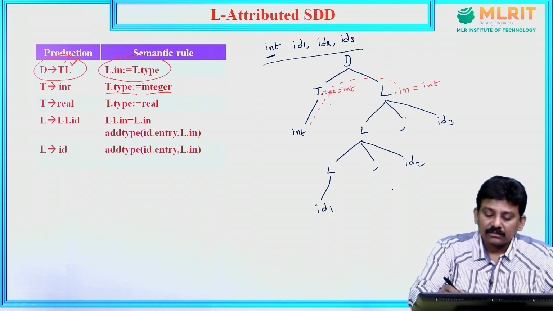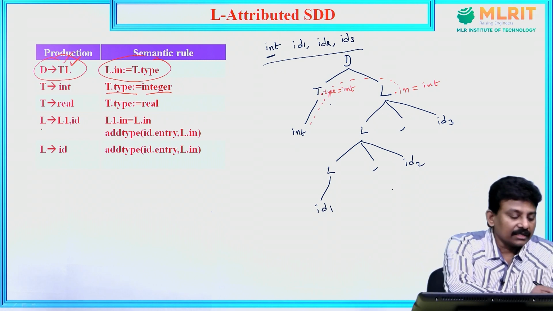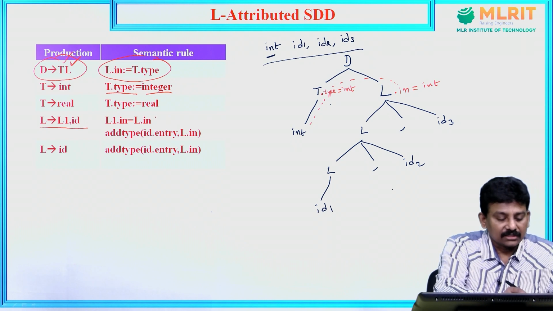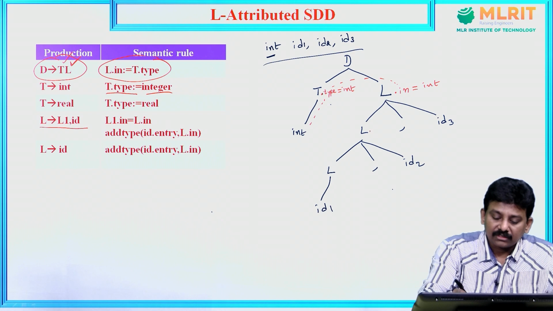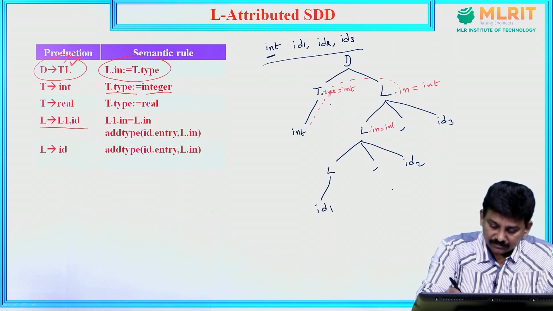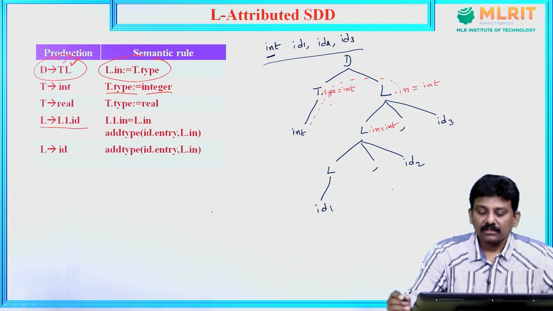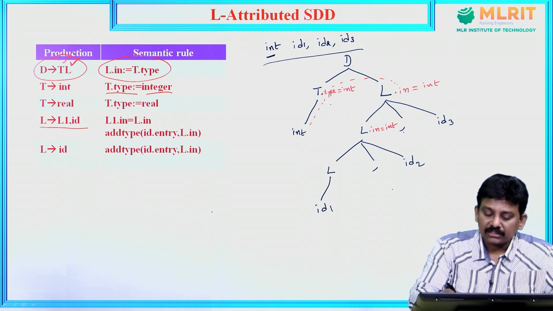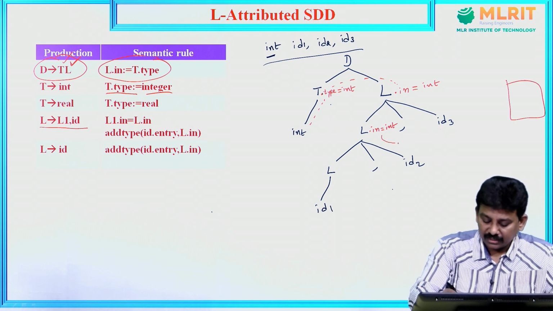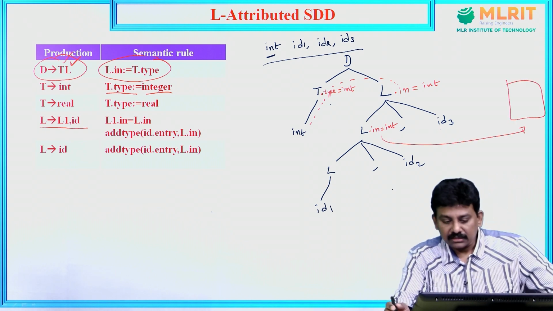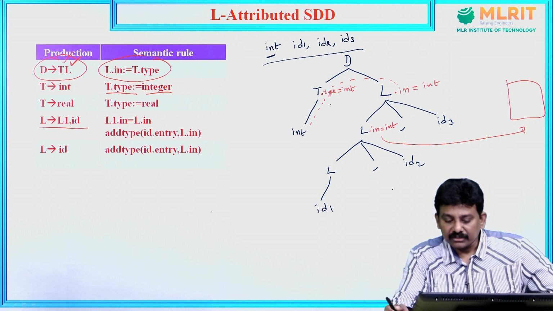Then L derives L comma ID. The action is L1.in = L.in, where L is the parent, and L.in is integer. So L.in is integer for the ID. For this identifier3 there is a symbol table entry, and we can add this type integer to identifier3 in the symbol table.